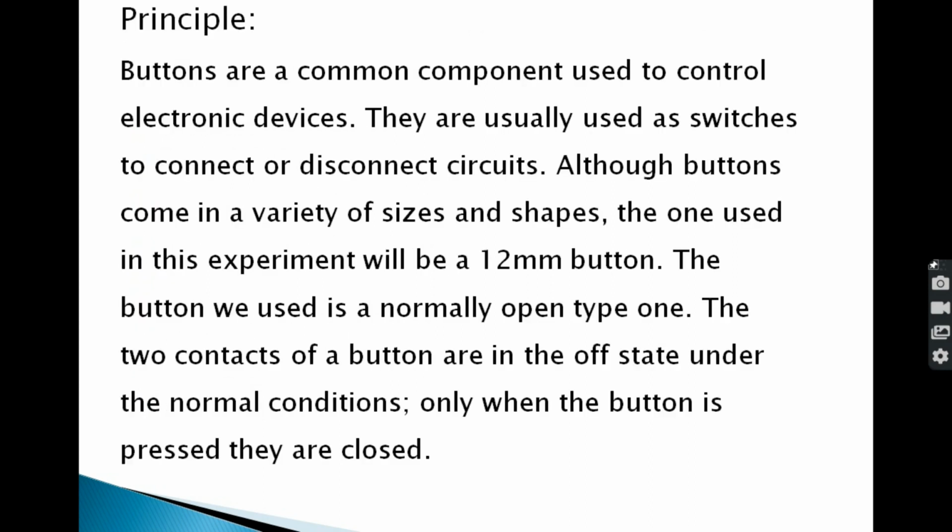Principle of this project: buttons are a common component used to control electronic devices. They are usually used as switches to connect or disconnect a circuit. Although buttons come in a variety of sizes and shapes, in this experiment you are going to use a 12 mm button. The button is normally used to open and close a circuit. The two contacts of the button are in the off state under normal conditions, and only when the button is pressed are they closed.